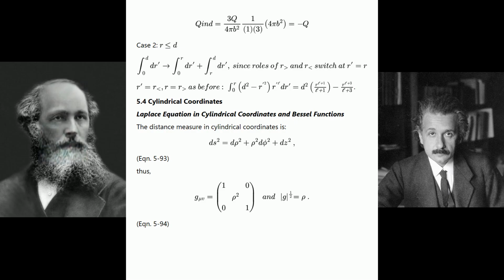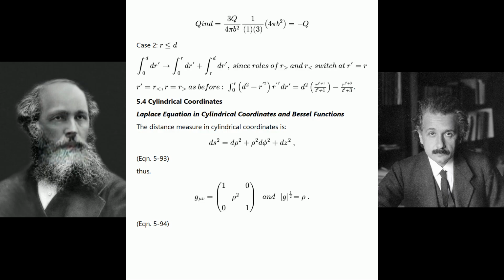Case 2. r less than or equal to d. See the equation. r prime equals r_<, r equals r_>, as before. The integral from 0 to r of (d squared minus r prime squared) times r prime to the l d r prime equals d squared times r to the l plus 1 over l plus 1, minus r to the l plus 3 over l plus 3.